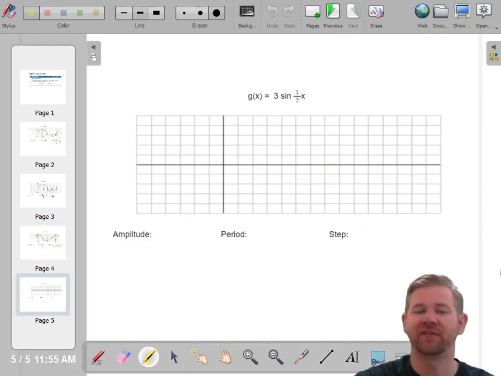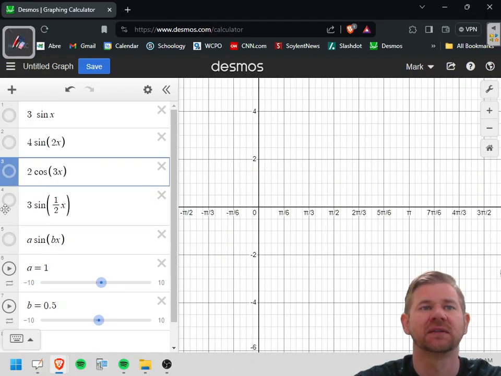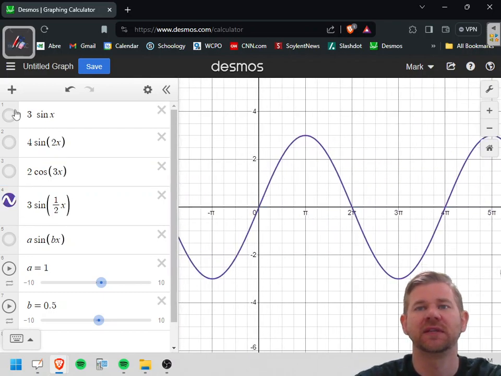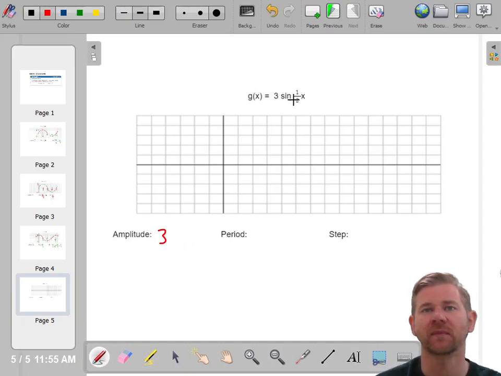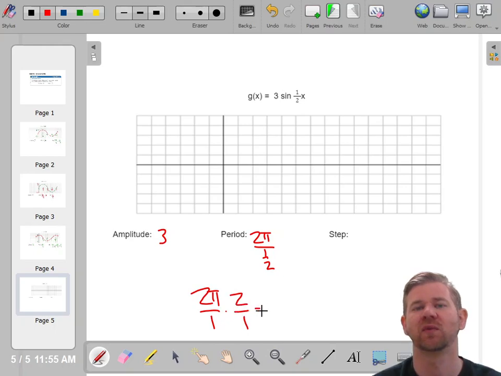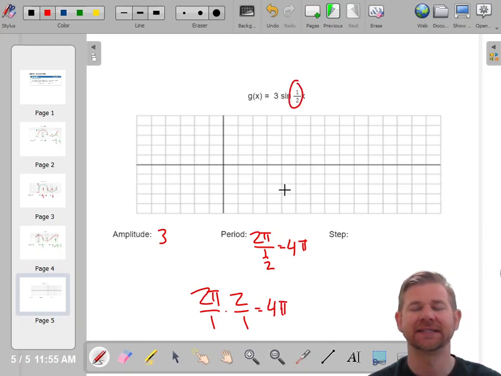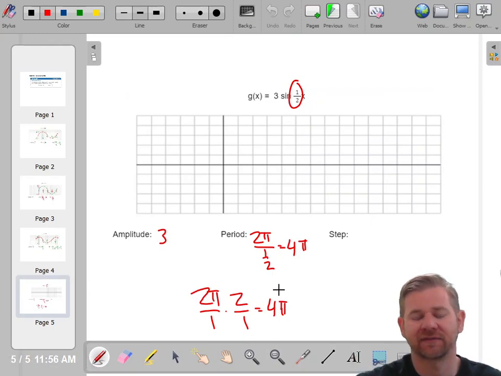3 sine, 1/2 of x. So it's like slowing it down. 3 sine 1/2 of x. Okay, so I'll do the analyzing algebraically first. The amplitude is 3, because it's 3. The period is supposed to be 2 pi, but 2 pi divided by 1/2, copy, change, flip. 2 pi times 2 over 1 is 4 pi. So a way of thinking about this is if you do something at half the speed, it takes twice as long. So instead of taking 2 pi, now it takes 4 pi because it's half the speed.